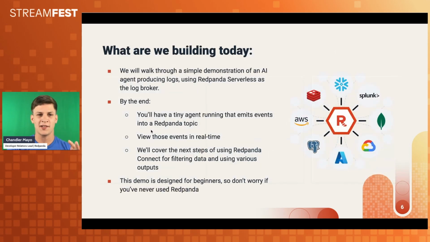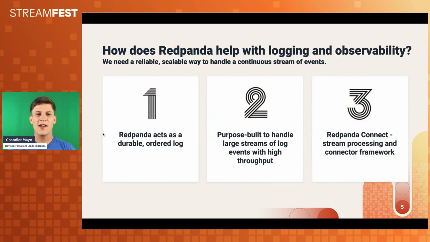How does Redpanda help specifically? Redpanda is going to be our durable ordered log. And it's great for that because that's what Kafka was originally built for. Redpanda has been rebuilt from the ground up to be completely Kafka API compatible. It's built in C++. It doesn't have all those silly Java overheads like Zookeeper or JVM.